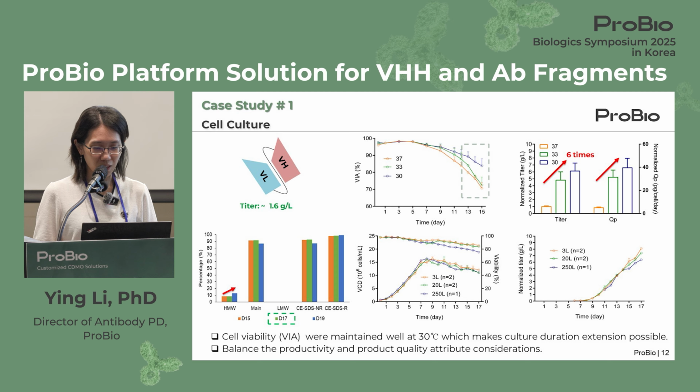So as you can see, we designed different temperature downshift at 30 versus 33 with 37 degree, and you can see lower temperature at 30 degree significantly helps to extend the cell culture duration and slow the viability drop. As a result, the titer as well as the QP of the cell all improved by 6 times by modulating the cell culture temperature. And we also considered extending the culture duration from 14 days to 17 days to further improve the expression level.